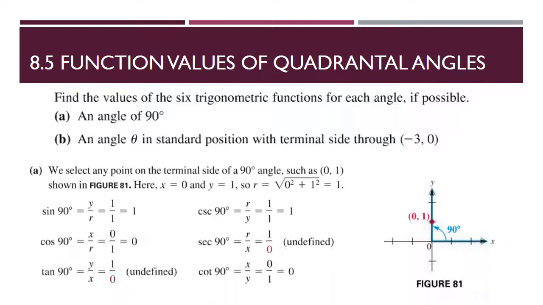Okay, you can't really draw a triangle with a 90-degree angle, so drawing an illustration might not help with this one. However, x is 0, y is 1, so r is the square root of 0 squared plus 1 squared, which is 1. And then what we're going to do is use those to write our ratios. So you see here the sine, the cosine, the tangent, which is undefined, the cosecant, the secant, which is undefined, and the cotangent.